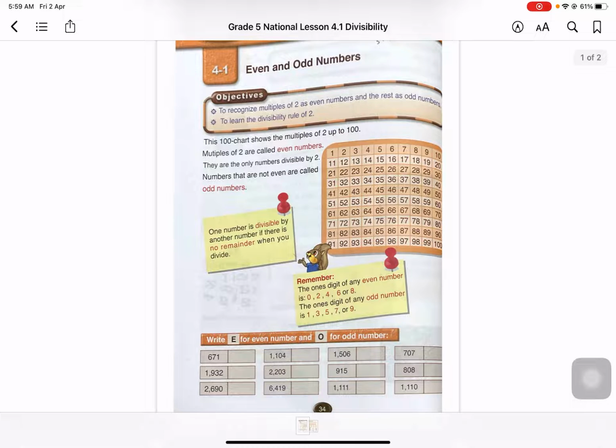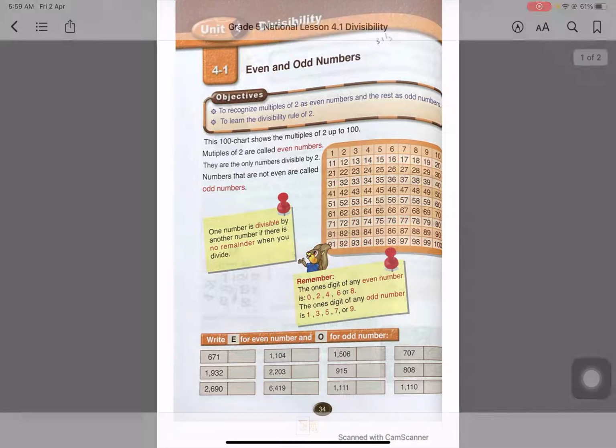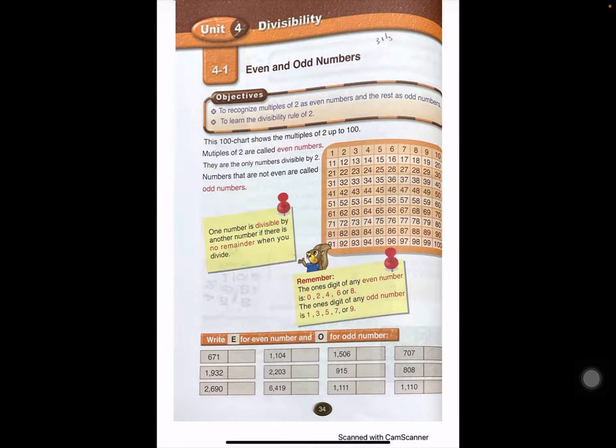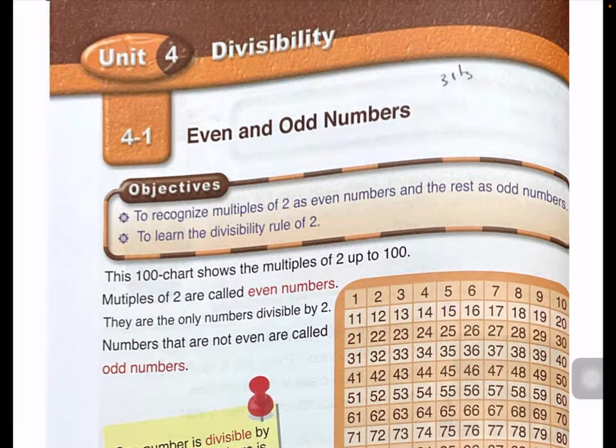They are going to give us numbers and we are going to decide: is this number even or is this number odd? So my objective is to recognize multiples of 2 as even numbers and the rest as odd numbers, or to learn the divisibility rule by 2.